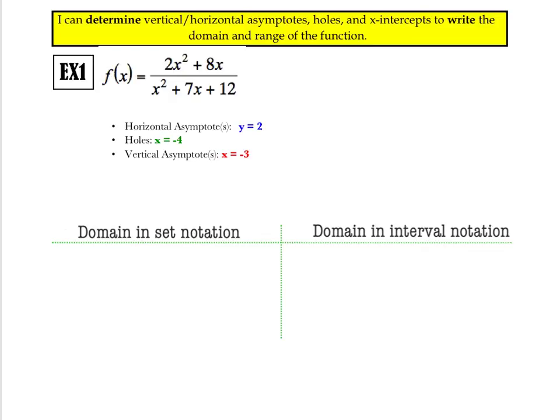So go ahead and pause the video and see if you can think about domain being the x values and write it in both set and interval notation.